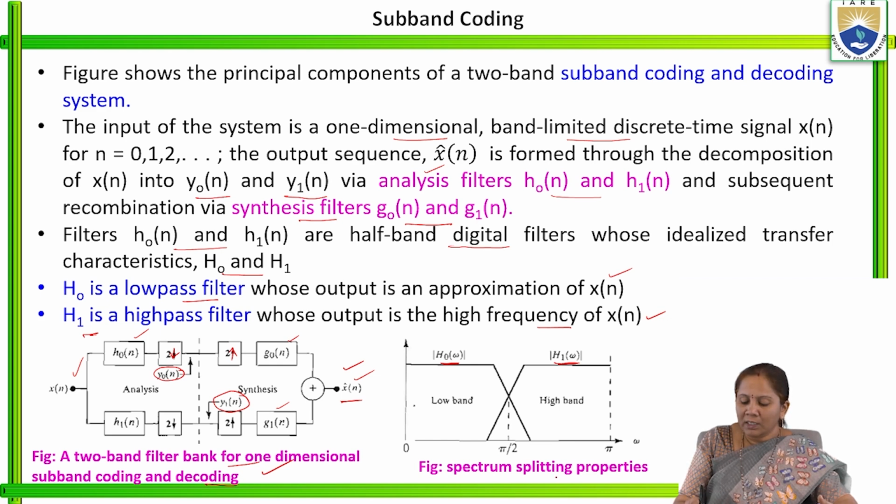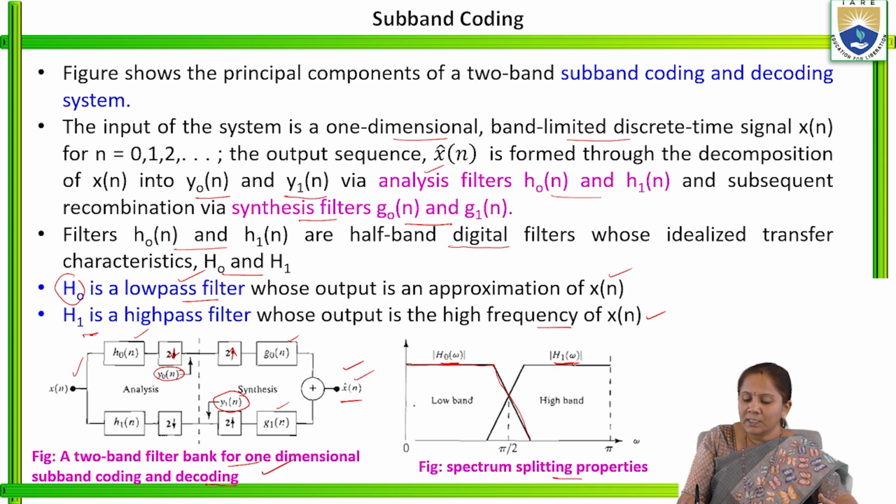So for this figure, the spectrum is represented here. We can see this is h0 of omega. Here h0 is the low pass filter. If we see the characteristics, they are similar to a low pass filter.